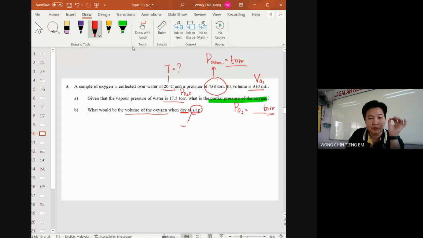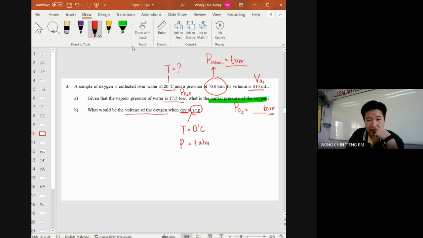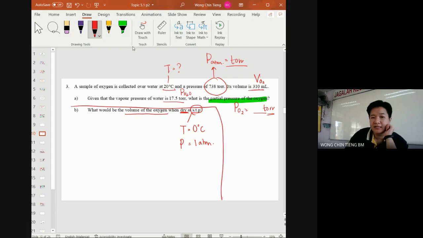Haris, temperature and pressure for STP, please. Zero degree Celsius. Pressure 1 atm. So kat sini soalan tanya volume of the oxygen gas at dry STP. So apa yang kamu kena buat? But from the A, kamu kena cari satu benda dulu. Number of mole of oxygen gas. Sebab number of mole of oxygen gas yang akan kekal. Betul?